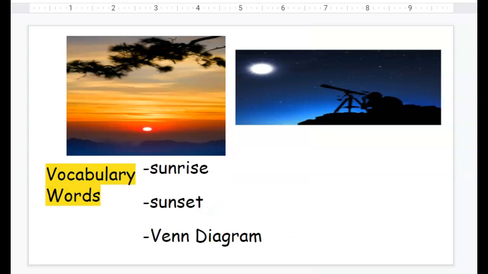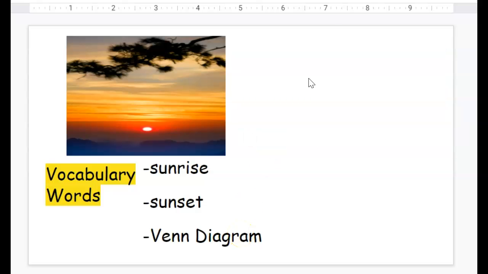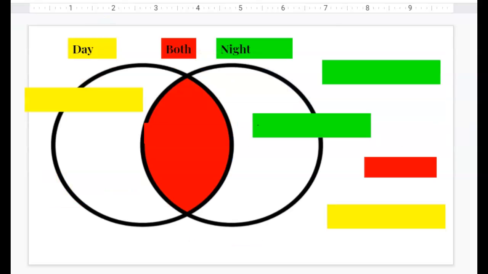Here are our vocabulary words. I'm going to say the word and you're going to repeat after me. Sunrise, sunset, Venn diagram. And I'm going to take this out because we're not talking about telescopes, although I guess we could talk about telescopes with our comparing and contrasting.